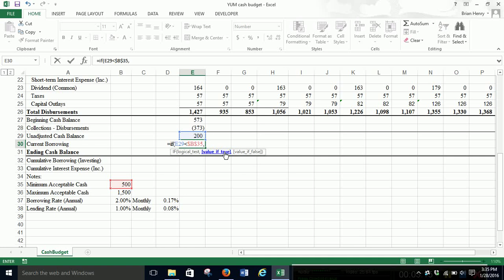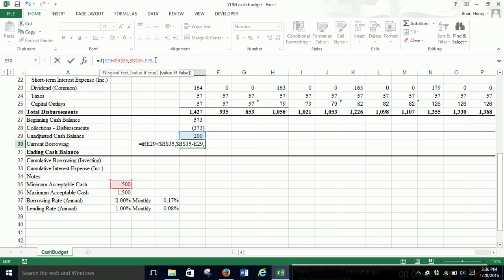Well, in this case, I need to go from 200, our unadjusted cash balance, up to our $500 minimum. And to do that, I can just say, okay, I need to get here, and I subtract off where I'm already at. Oh, I need to lock that B35 too, because that won't change. And so what that'll do is it'll take this minus this. In this case, 500 minus 200 is 300. And then we'll borrow 300. 300 plus what we have, 200, will get us back to where we need to be. 500 is our minimum. Okay, so that's our first part.